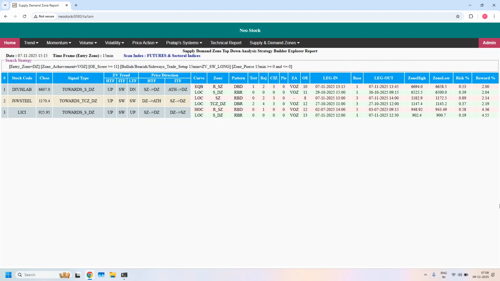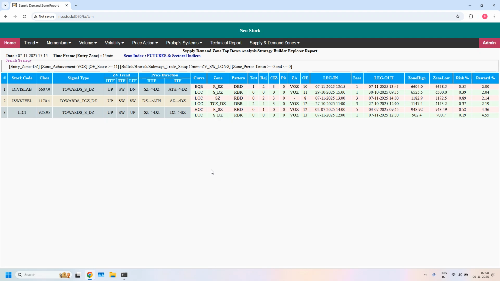So we got 3 stocks. So these 15 minutes demand zones, you can plan trades if less than 30.3 video checklist items are satisfied, because it is a sideways long trade setup for daily income trade.